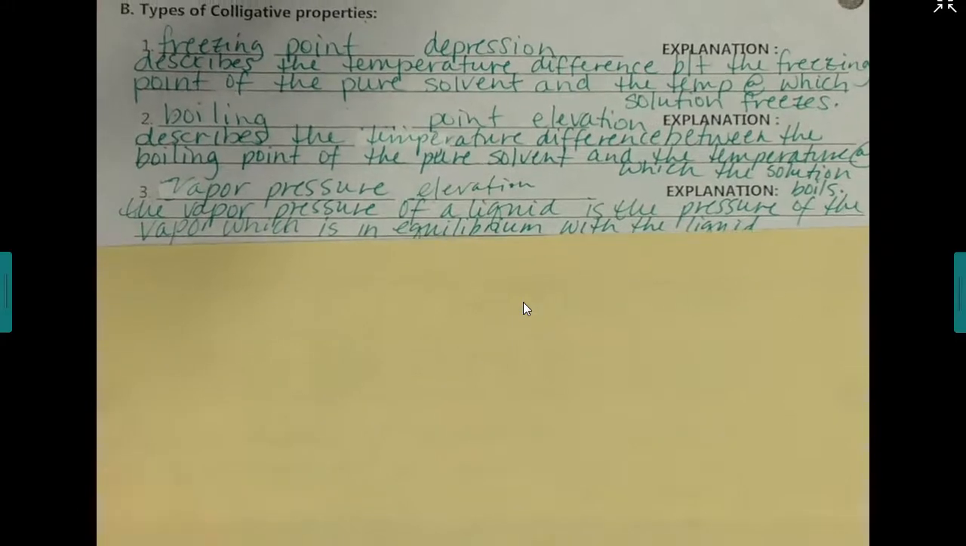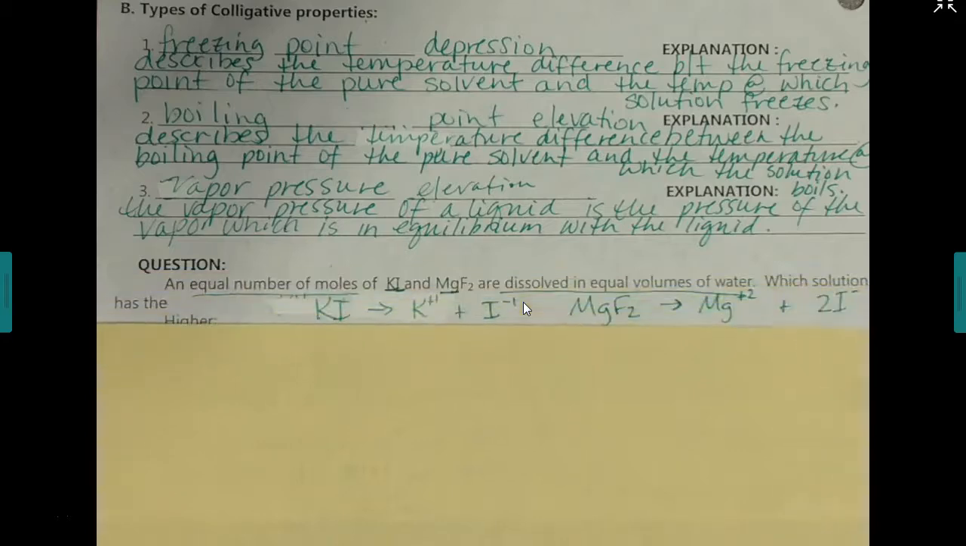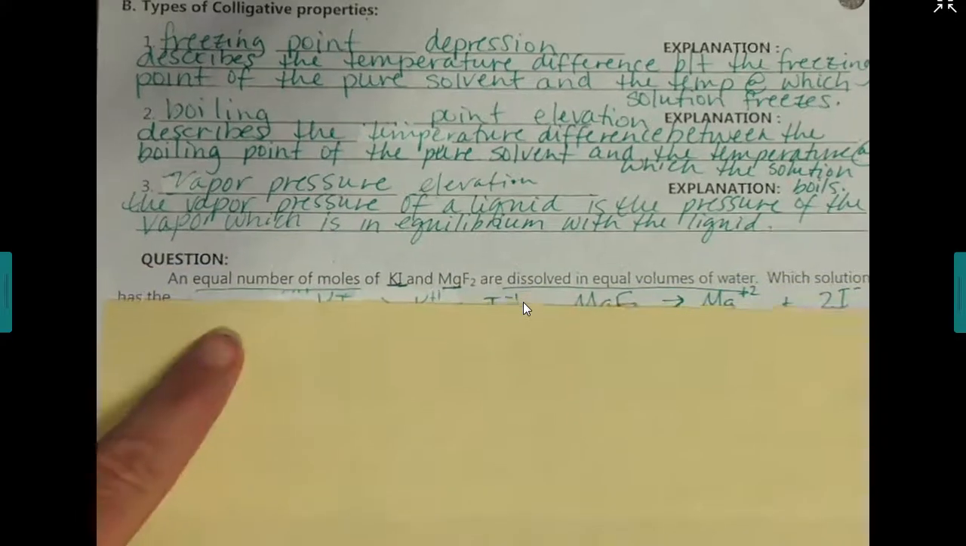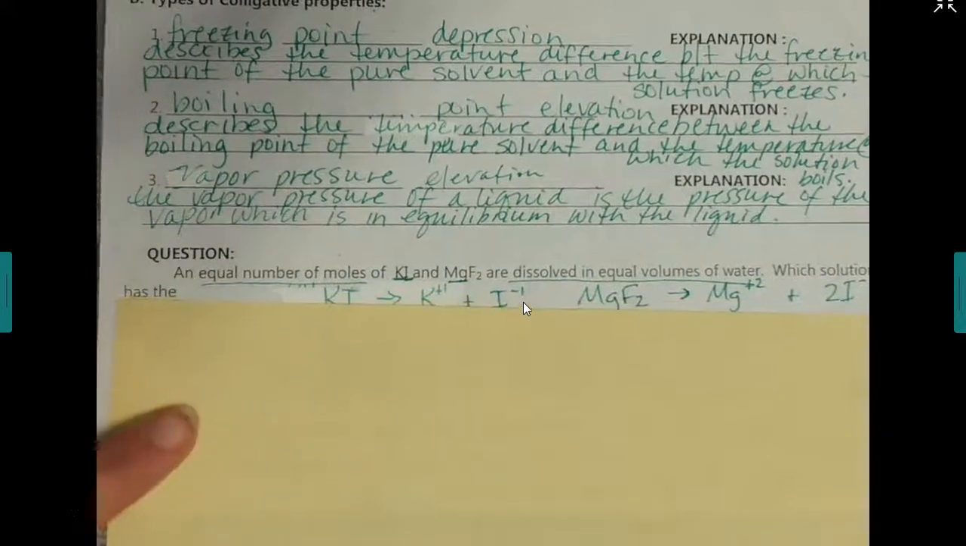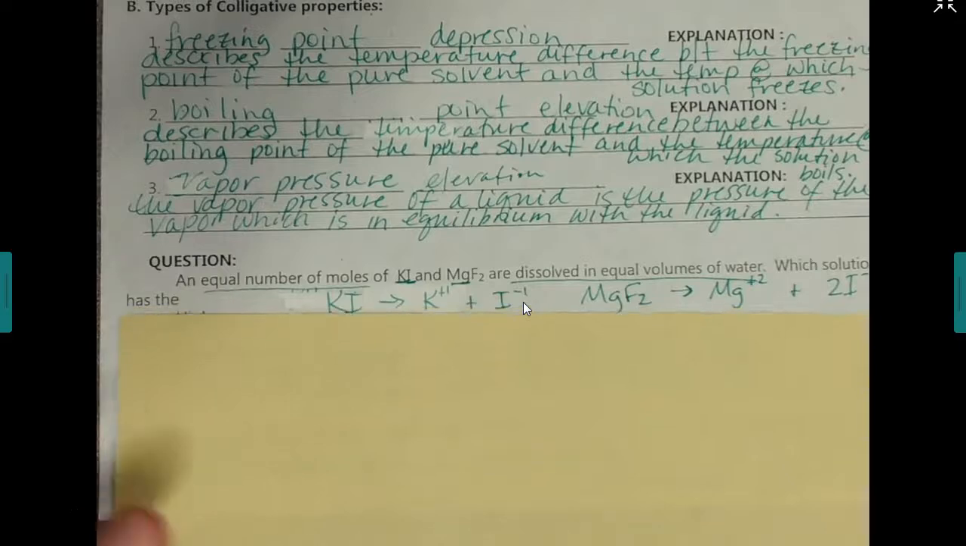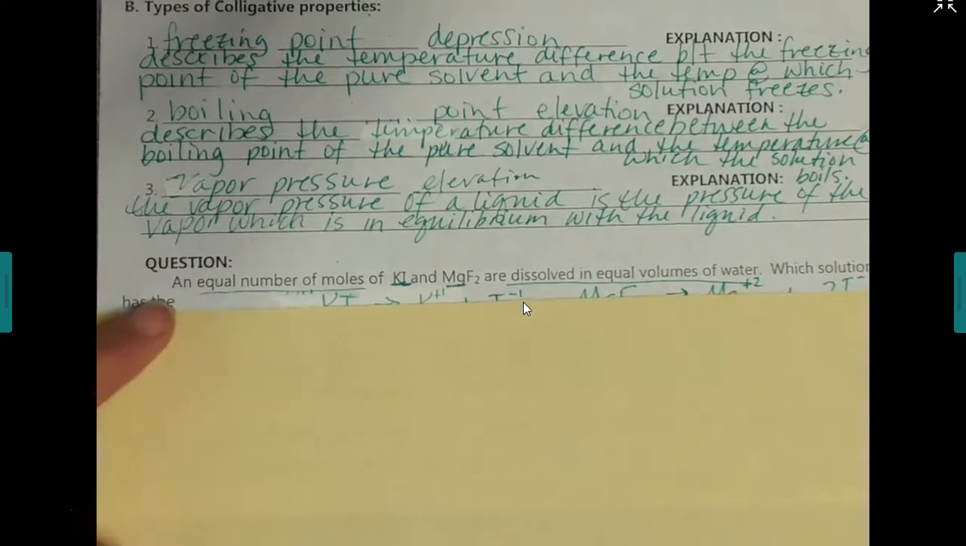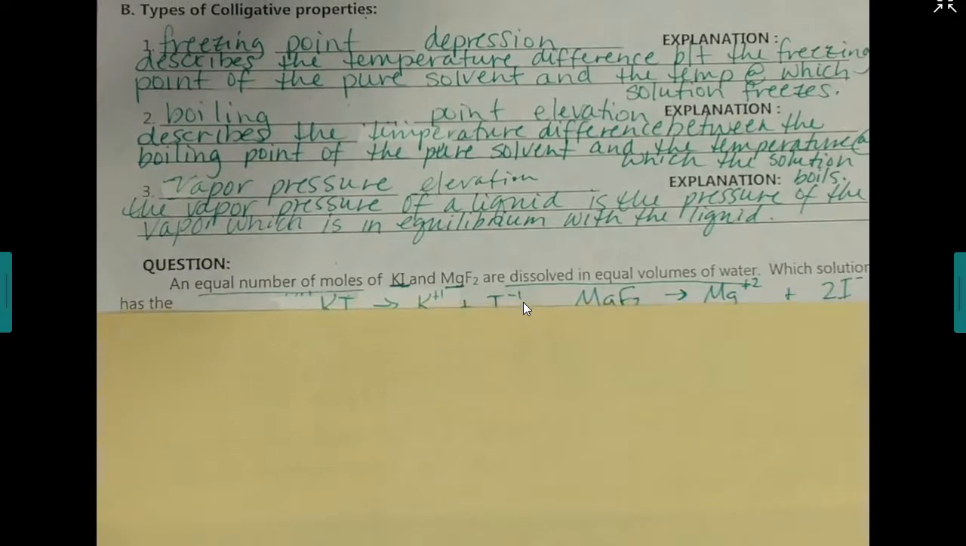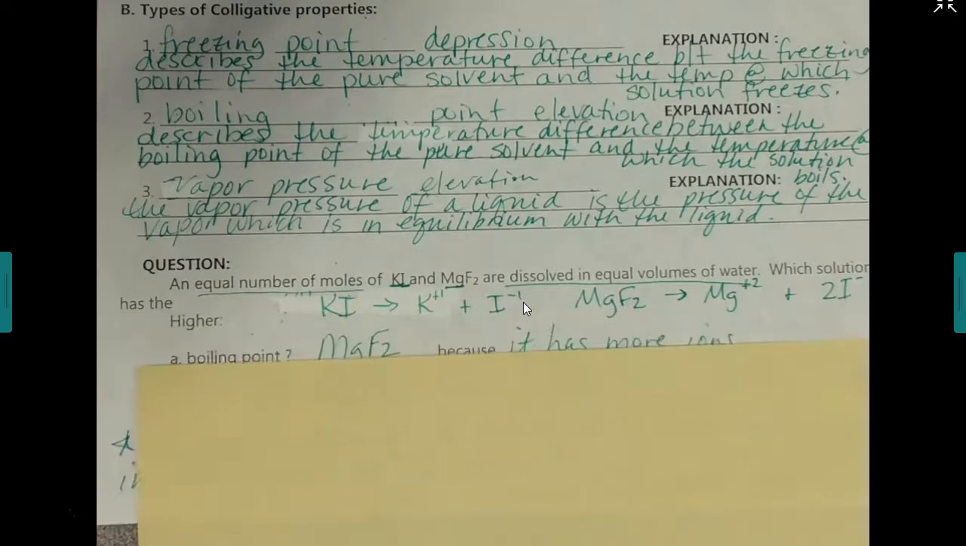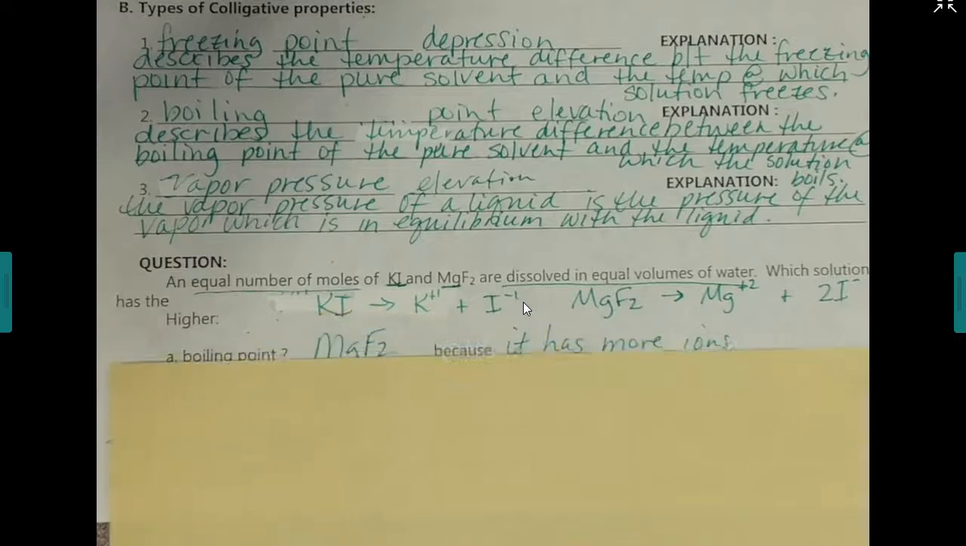All 3 of these will change based on the amount of ions. So, let's answer this question. Again, go ahead and pause if I went too fast. I'm trying to keep this under 10 minutes. An equal number of moles of potassium iodide and magnesium fluoride are dissolved in equal volumes of water. Which solution has the higher boiling point, vapor pressure, or freezing point?